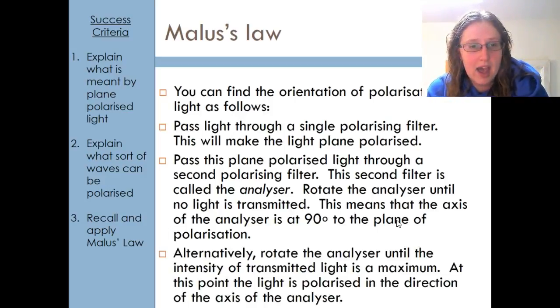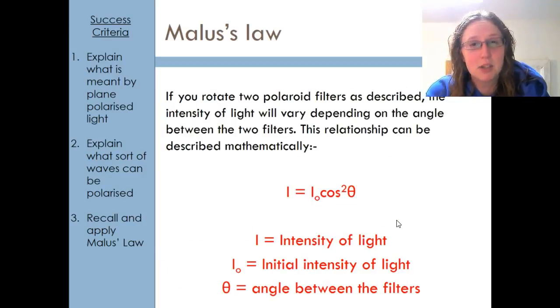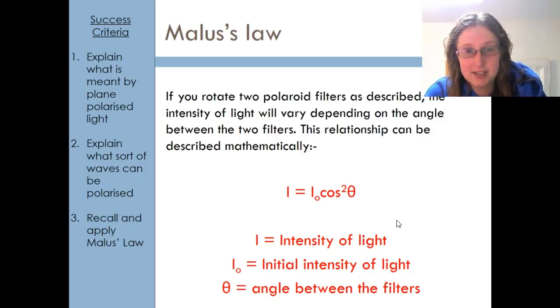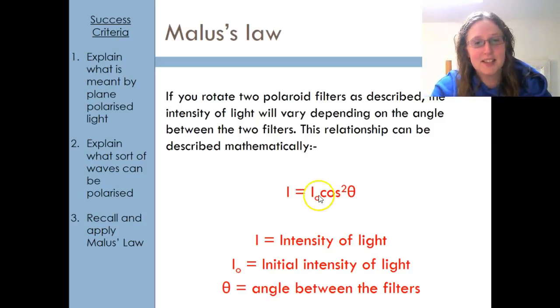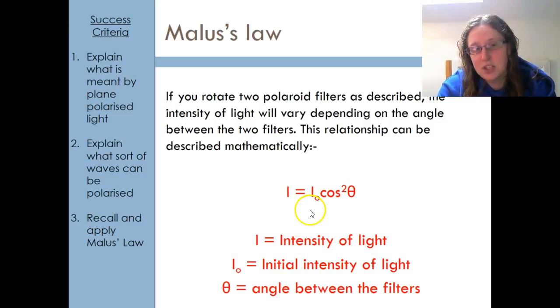Okay. You can also look for the maximum as well, but it's actually easier to look for nothing than it is for a maximum, just logically. I'm sure you can figure that out. So we just need the mathematical statement of Malus's law. Basically what it says, if you do what I just said about the rotating, you find that the intensity of light is equal to the initial intensity times cos squared theta.